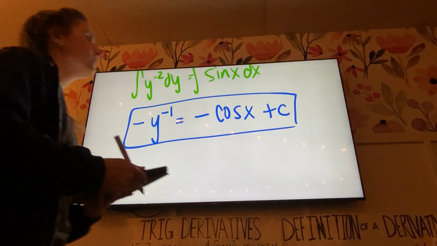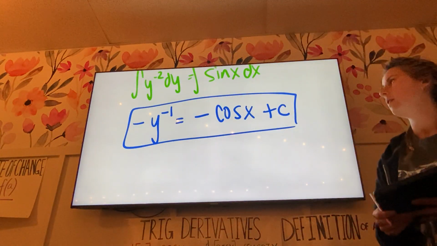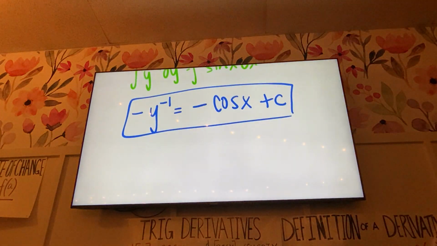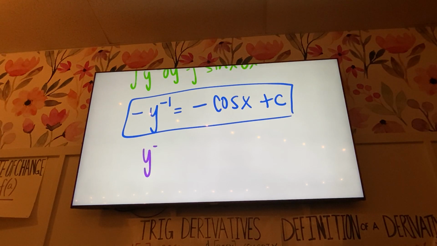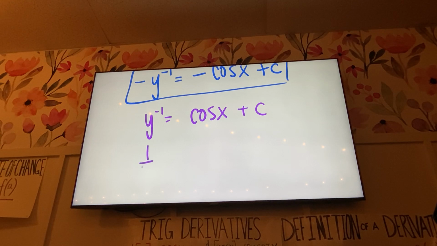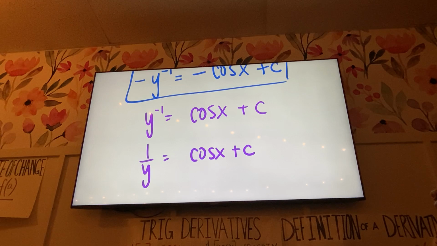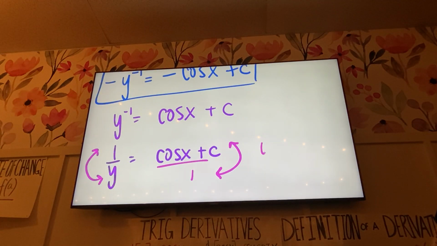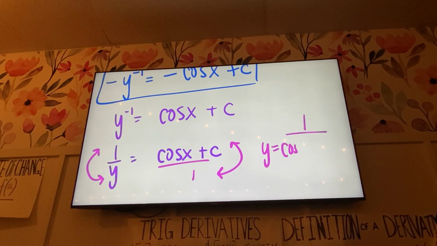If you have to solve for y, what would you do first? Divide by negative 1, so that's going to become positive cosine x, still plus c, because it's just a constant. A constant divided by a negative is still just a constant. Now this is 1 over y. And I want the y on top, right? So all you got to do is just flip your fractions. So it would be y equals 1 over cosine x plus c.